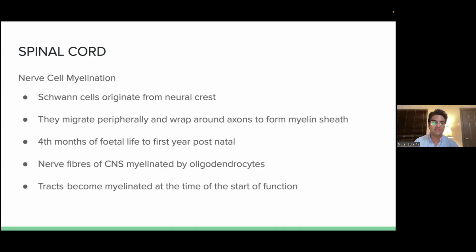The nerve fibers of the CNS are myelinated by oligodendrocytes, and the tracts become myelinated at the start of their respective function.